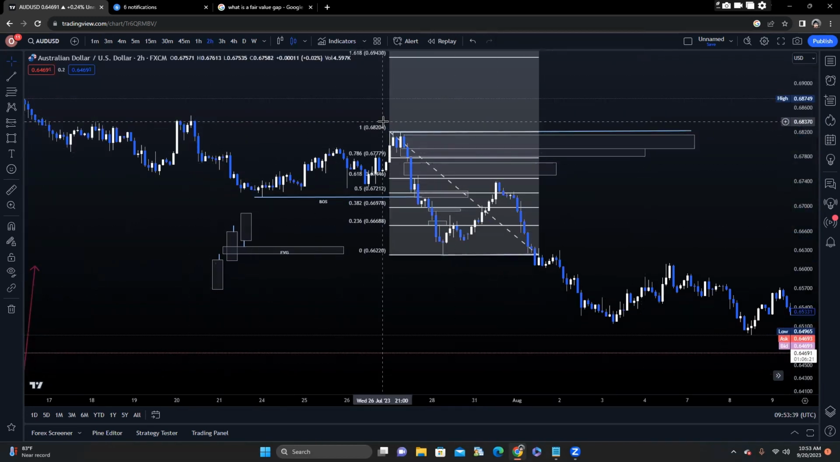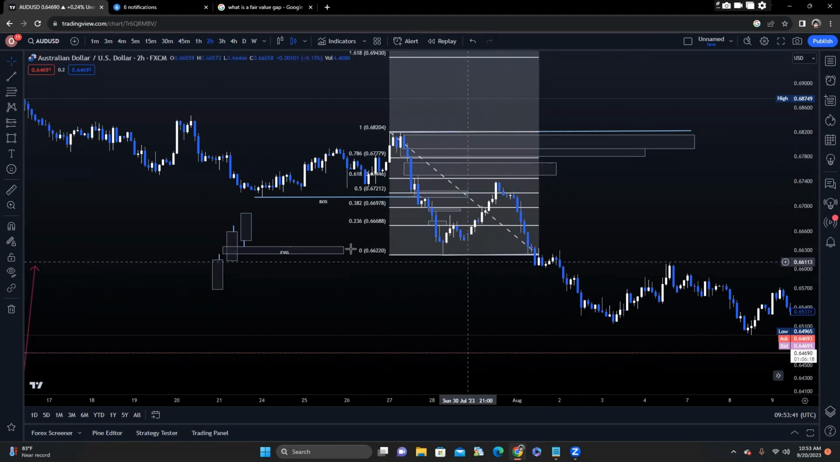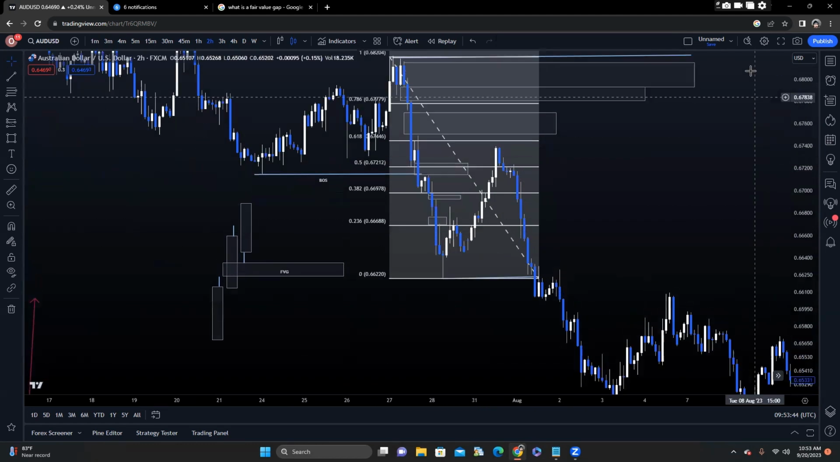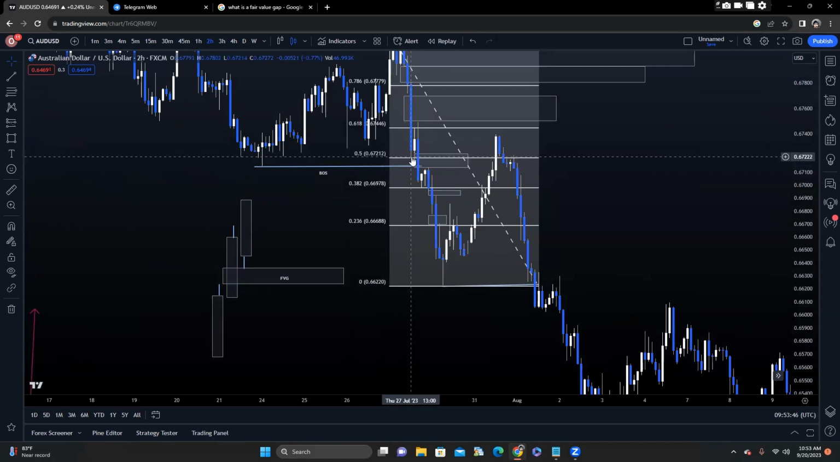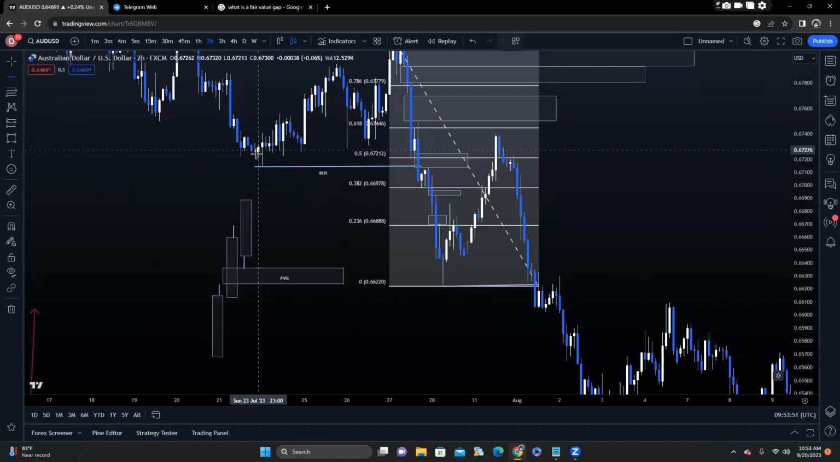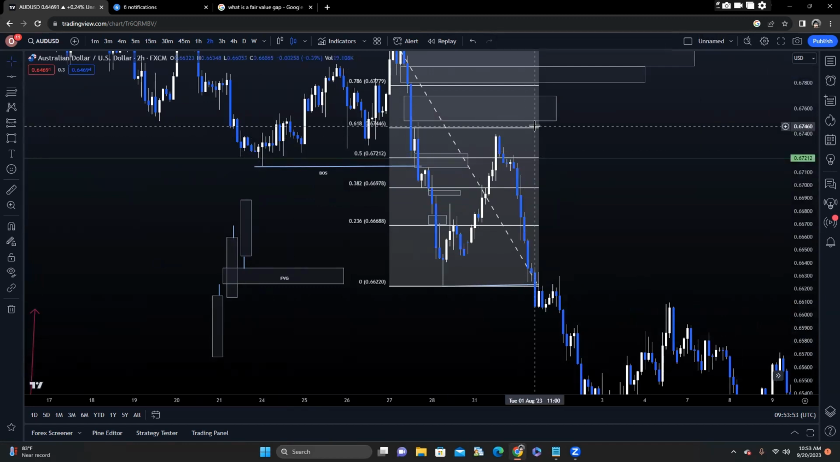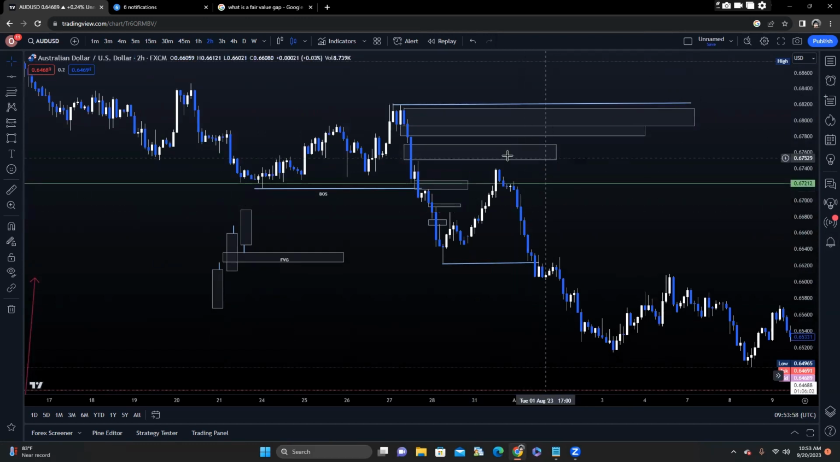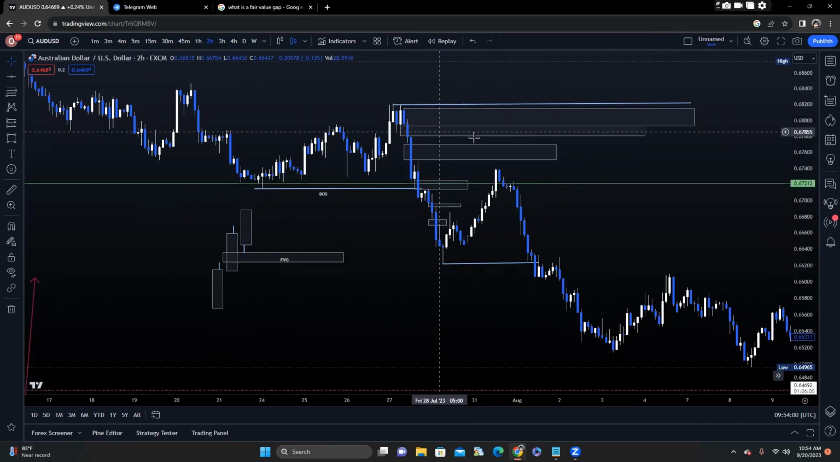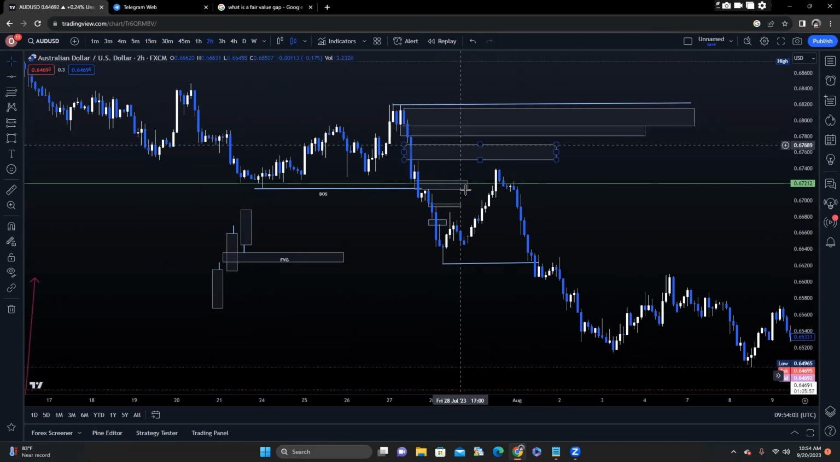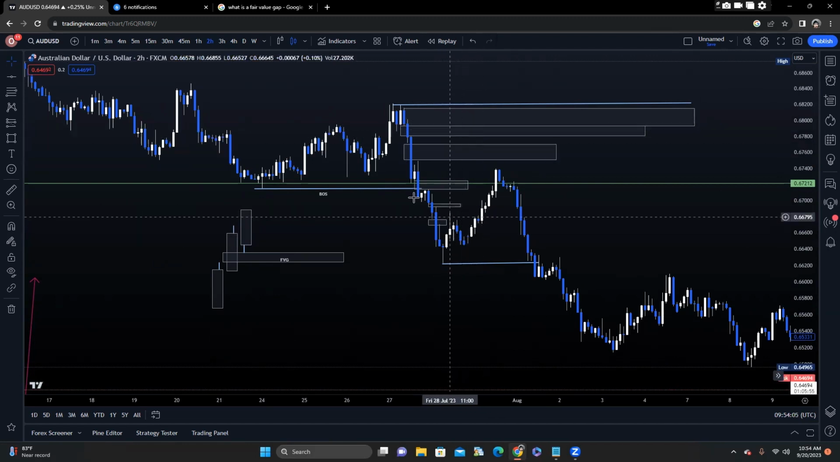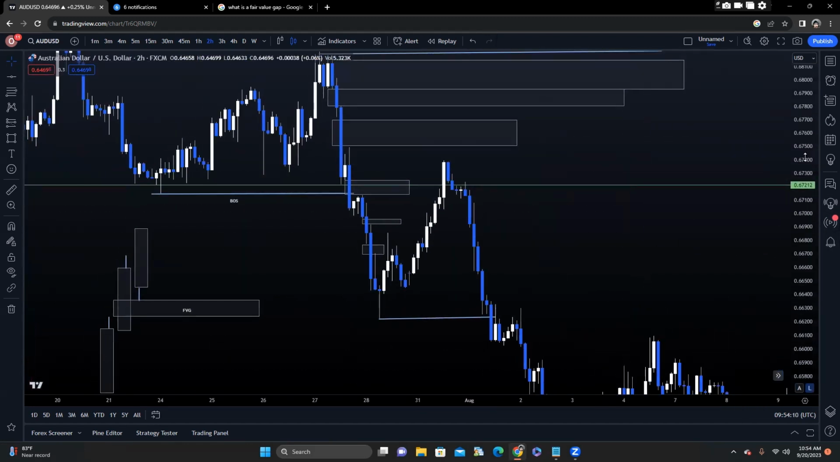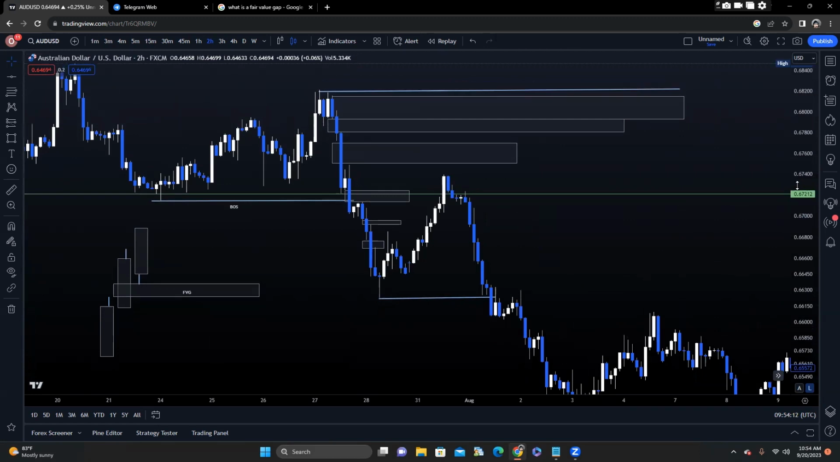Now, from this structure here, from this high to this low point, we can see where our 50% is placed. If I was to draw a horizontal line across the 50 here, I can take out the Fibonacci. Remember what I said: if we are selling the market, we want to be selling at a premium, and if we are buying, we want to be buying at a discount, right? So from this 50% level, where can we see a fair value gap or another block?